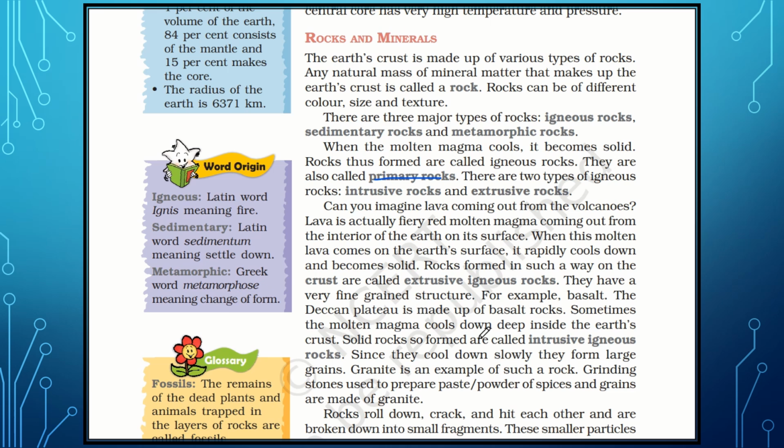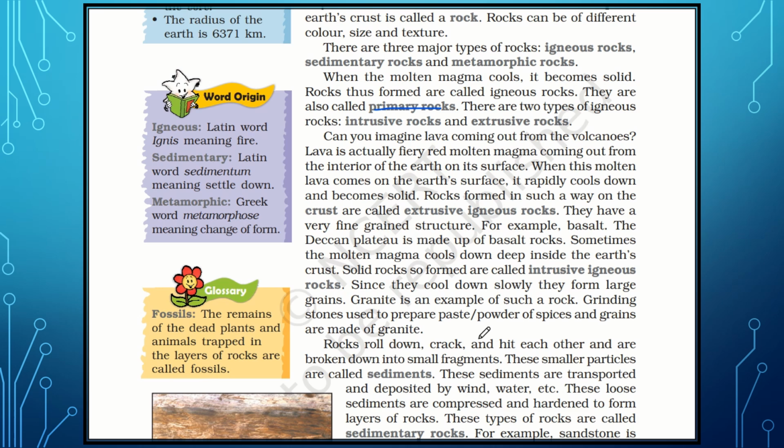Since they cool down slowly, they form large grains. For example, granite is an example of an intrusive igneous rock. Grinding stones used to prepare paste or powder of spices and grains are made of granite because it has big, large grains, large particles.